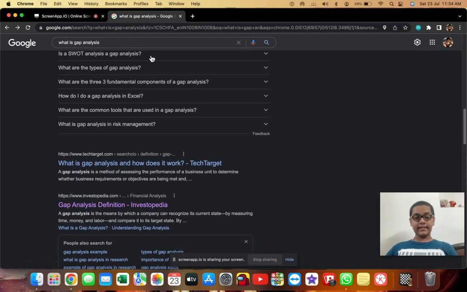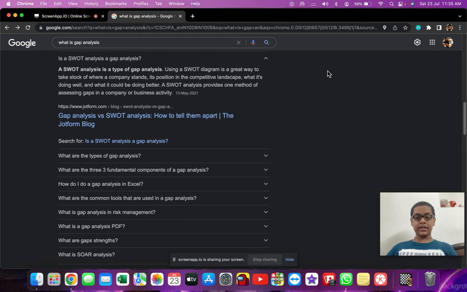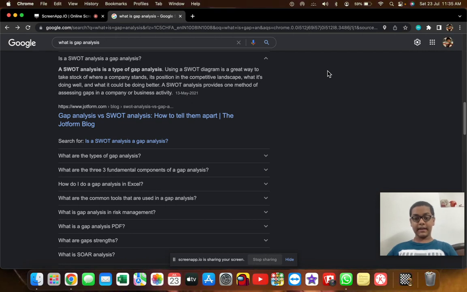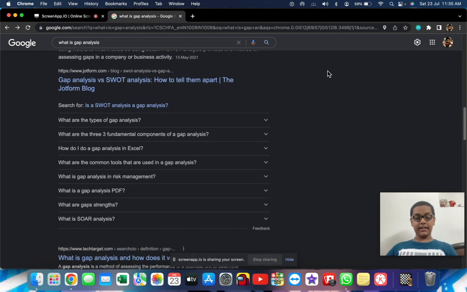Is SWOT analysis a gap analysis? A SWOT analysis is a type of gap analysis. Using a SWOT diagram is a great way to take stock of where this company stands, its position in the competitive landscape, what it's doing well, and what it could be doing better. A SWOT analysis provides one method of assessing gaps in a company or business activity.